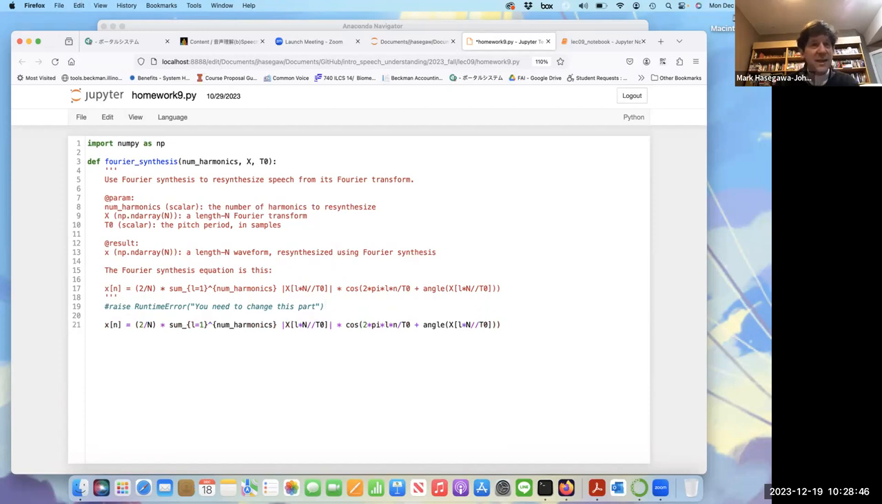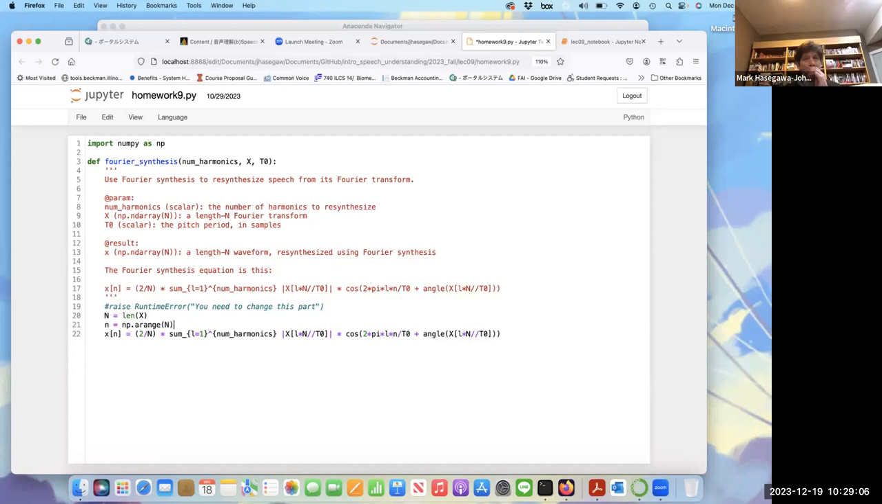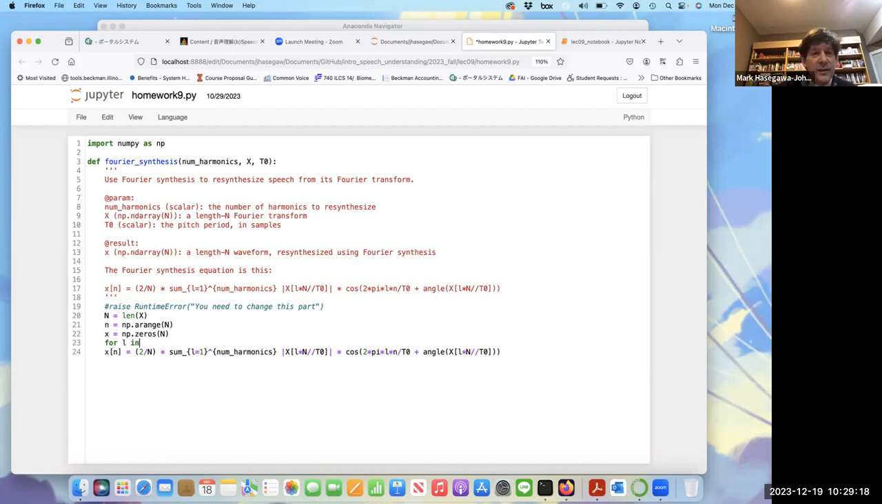Let's say that n is equal to np dot arange, and I want it to be capital N samples long. Then I'll create an array up to length n, and then I'll create x equal to zeros of length n. Then for each harmonic, for L in the range from 1 to the number of harmonics, and I have to use plus 1 because this is Python, I'll say that x is equal to x plus 2 over capital N times the, oh, I'm actually just summing up the harmonics here. So I'll just add in another harmonic.